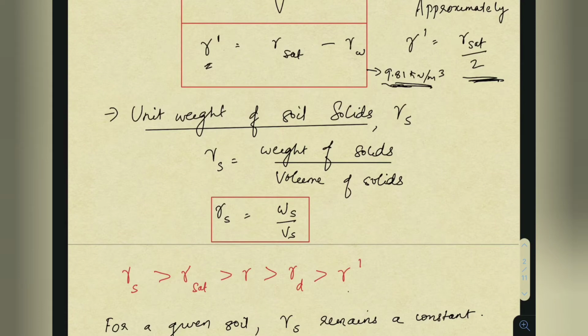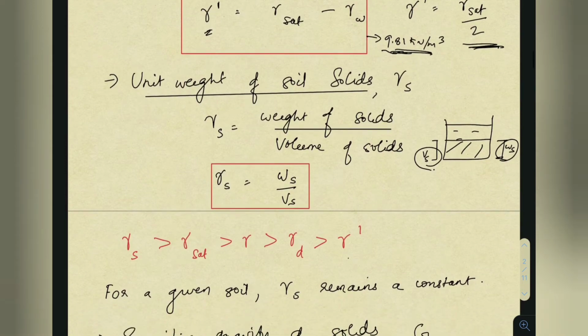This is a very important term. Here it is a constant for a given soil, because for a given soil this is water, this is solids. So this Ws here and volume Vs here. So Ws by Vs gives you gamma S, that is weight of solids by volume of solids. If you divide these two, then this is constant for a given soil, right? Volume of solids does not change for a given soil. So for a given soil it is constant, and this will be high.